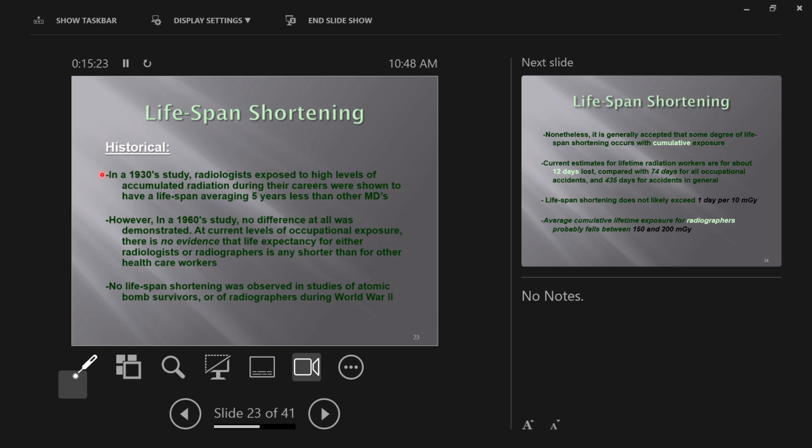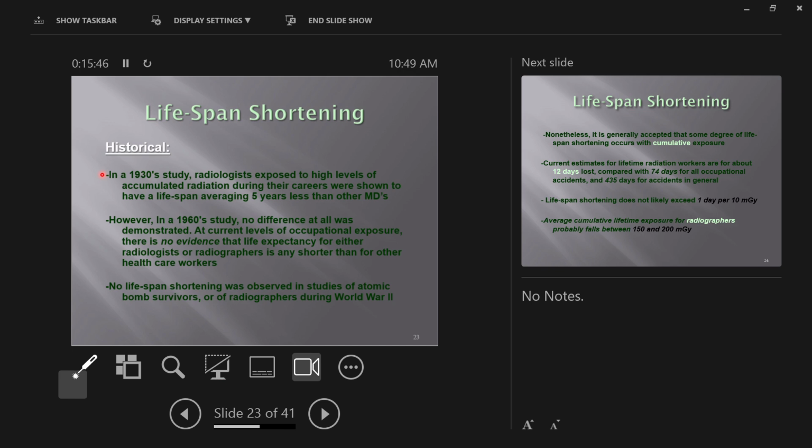So it's up until the 30s, until we start to see this really happening: radiologists dying earlier than, in this case, other physicians. We saw this in other types of work too, in uranium miners and the radium watch dial painters and a number of other people. But in this case, physicians in the 30s.